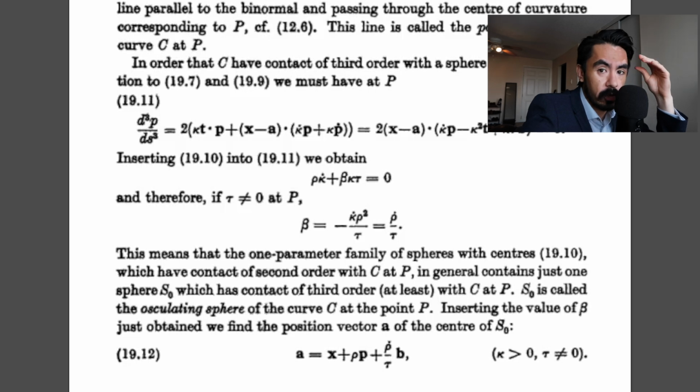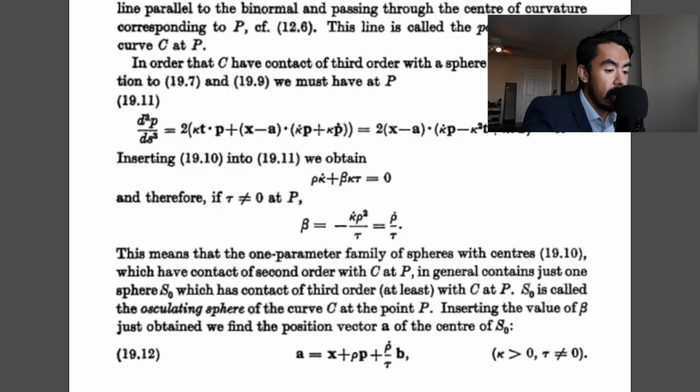This is referring to the sphere, not a particular value of arc length, which has contact of third order at least with the curve C at the point P. This sphere, capital S naught, is called the osculating sphere of the curve C at the point P.